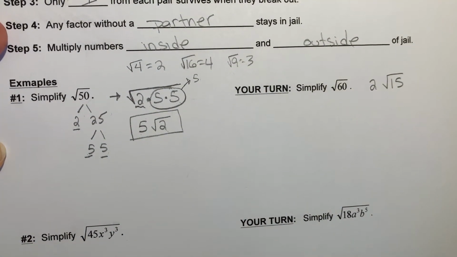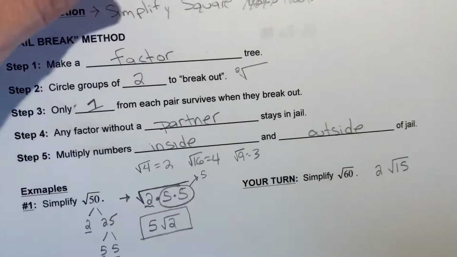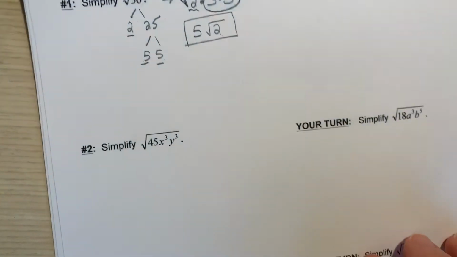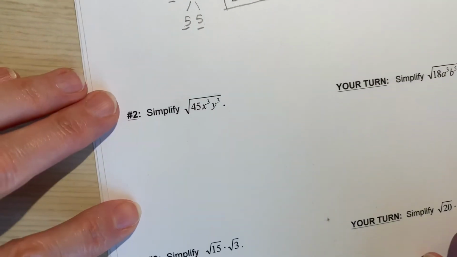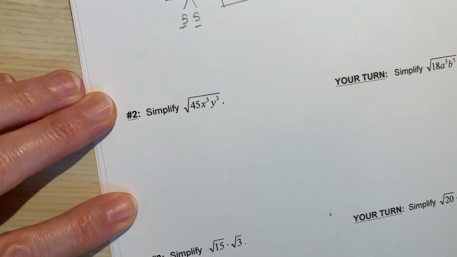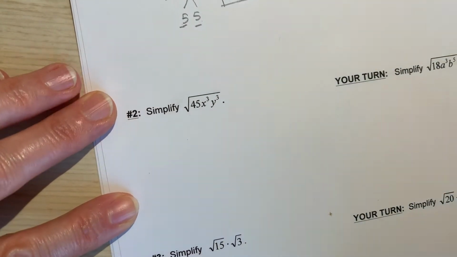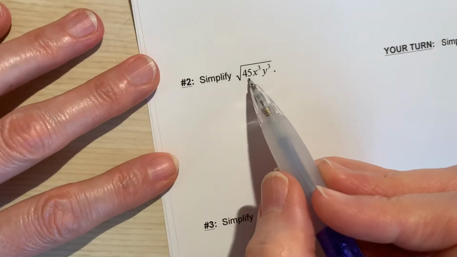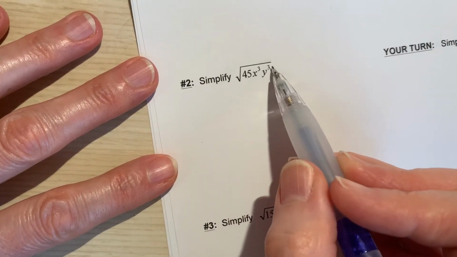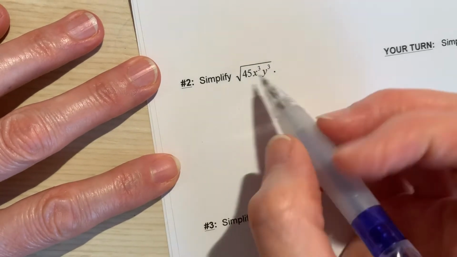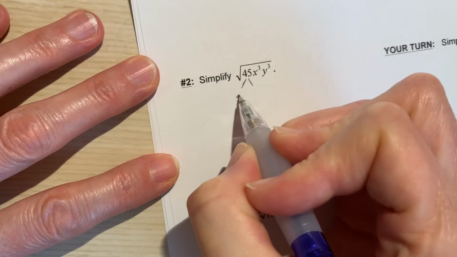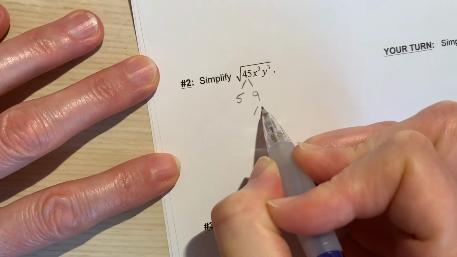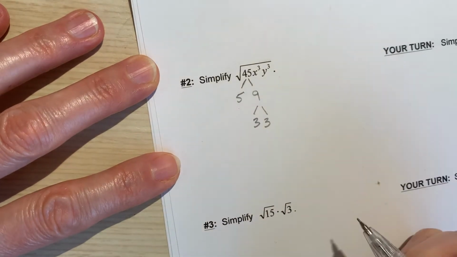Okay, I'm going to do another example for you. You'll see mine quickly gets a little bit more complicated, but the same idea holds, because now we have variables in there. So I have a 45, an x to the third, and a y to the third. I'm going to do a tree on the 45. 45 is the same as 5 times 9. 9 is the same as 3 times 3.